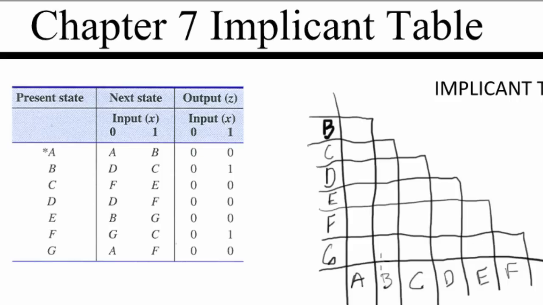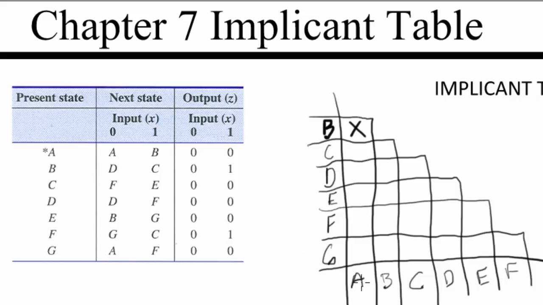All right, so now what we're going to do is compare row A with row B. Are these two rows identical? Is it possible they could be identical? No, they can't because the output changes right here. So we have to put an X right here in this box.